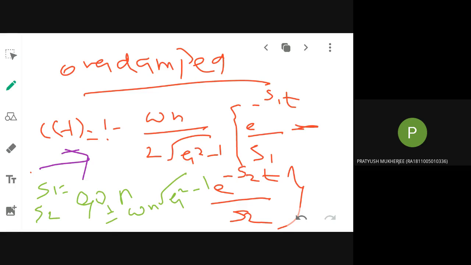You make a note. You know what the nature of the roots is for an over damped system: it will be real and unequal. That you have to substitute here in place of S1 and S2. This equation you have to do as a self-study derivation part.